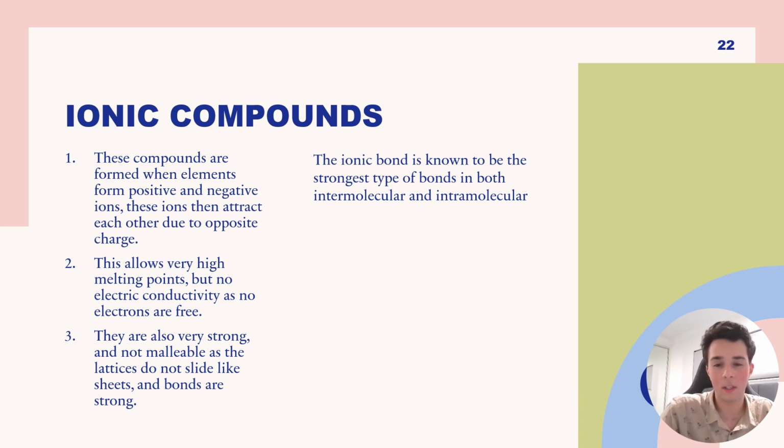The ionic bond is generally known to be the strongest type of bond, through both intermolecular and intramolecular. Inter meaning between, intra meaning inside.